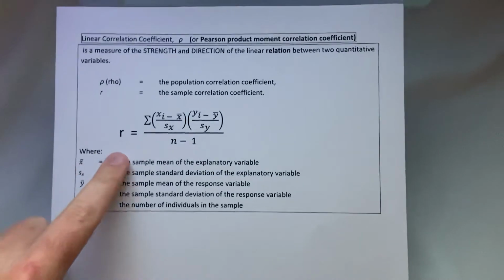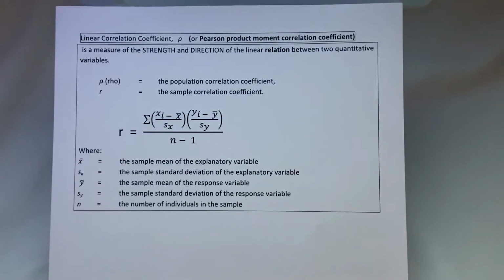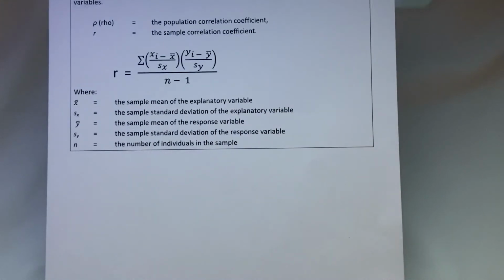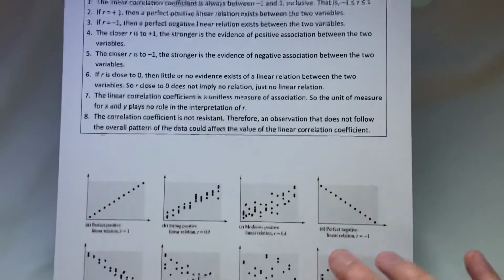And it's this equation: R equals the sum of all xi minus x bar over the sample standard deviation of x, times yi minus y bar over the sample standard deviation of y, all divided by n minus 1, where n is the number in our sample. X bar is the average of our x values, y bar is the average of our y values, and s of x and s of y is the sample standard deviation. So if you remember back to chapter, I think 3, when we did standard deviation, we're going to have to do that sometimes in our calculator as well. Now, that's a lot to take in, and we'll do a problem in the next video. So let's talk about some of the attributes that this can have.